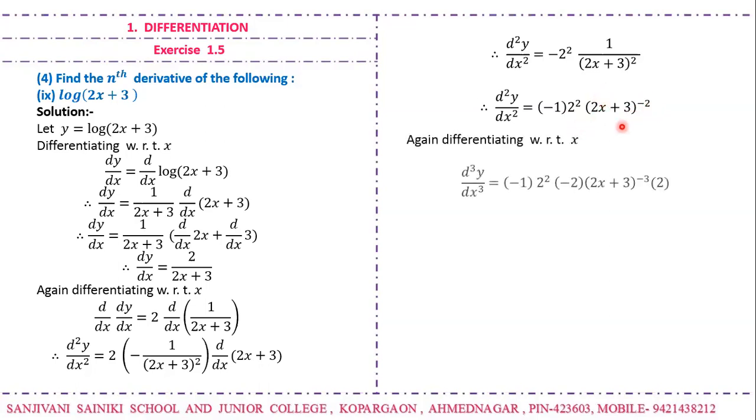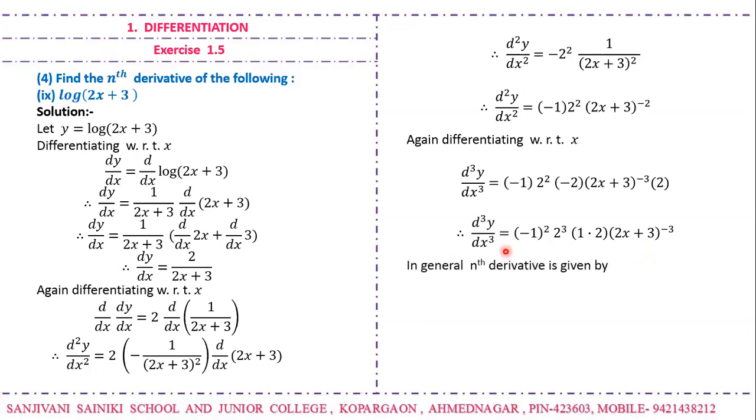Again differentiate with respect to x, so minus 1, 2 square constant. So we have to find the derivative of only this (2x plus 3) raised to minus 2. Its derivative is minus 2 into (2x plus 3) raised to minus 2 minus 1, that is minus 3. And the derivative of this 2x plus 3 is 2. Now minus 1 and this minus 2 becomes minus 1 square. Then this 2 and this 2, we get 2 cube, and this 2 into 1, I can write this 2 as 1 into 2. Then this is d cube y by dx cube, the third order derivative.